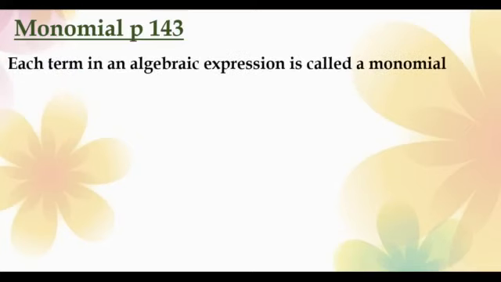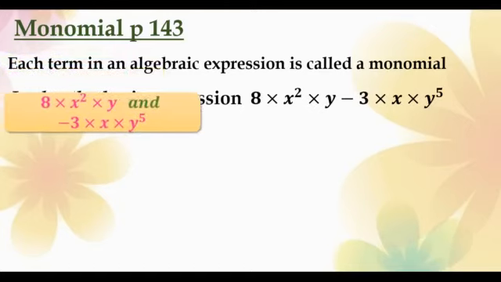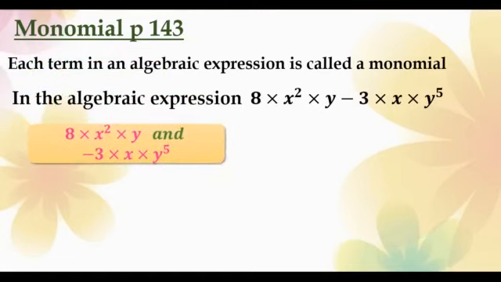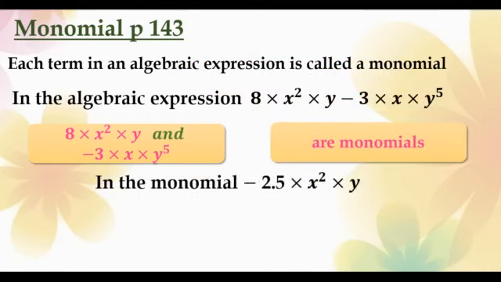Monomial, page 143. Each term in an algebraic expression is called a monomial. In the algebraic expression a times x squared times y minus 3 times x times y to the power 5, we have two terms separated by the minus. The first term is a times x squared times y, and the second term is minus 3 times x times y to the power 5. These two terms are monomials.